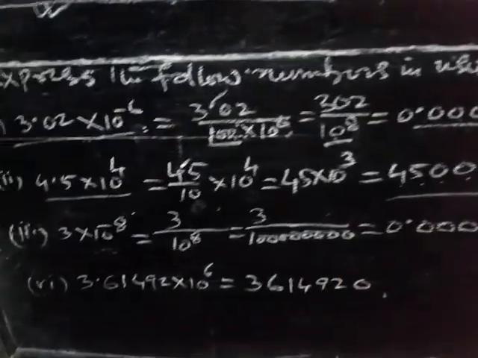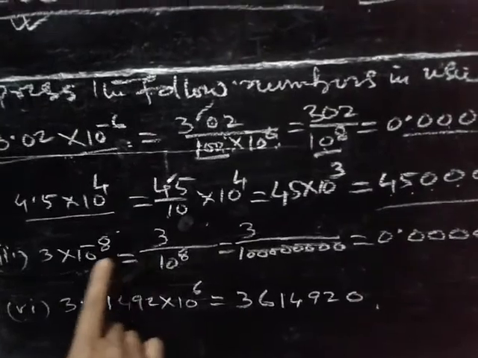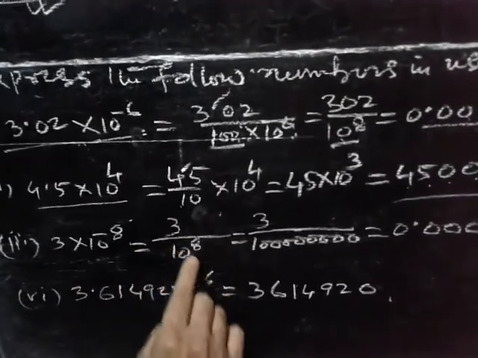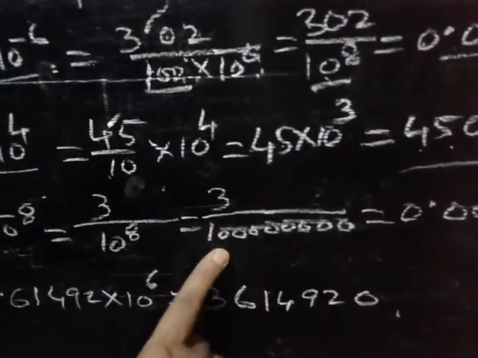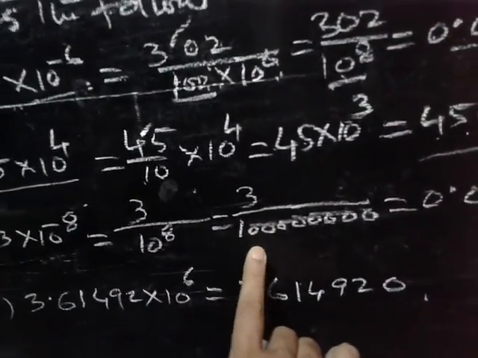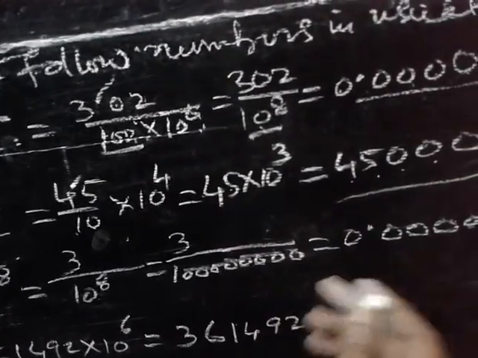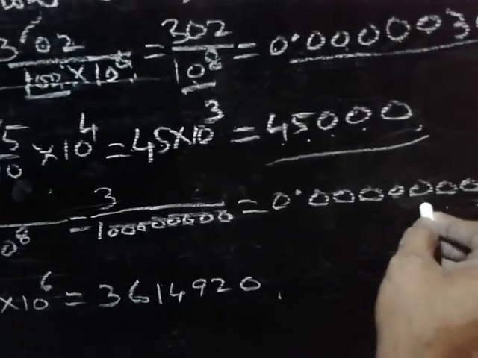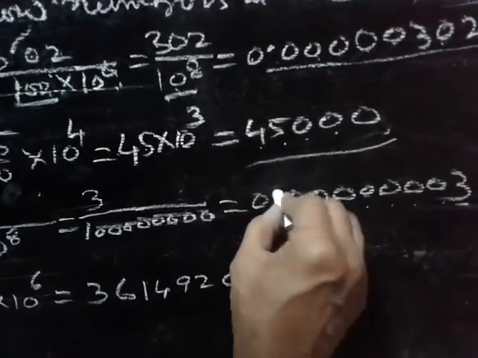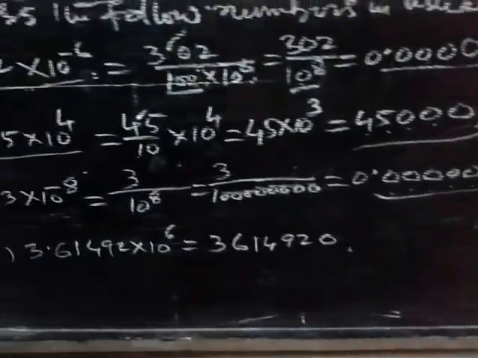4530. Now 3 into 10 to the power minus 8. The same way, minus 8 means 3 by 10 to the power 8, and 10 to the power 8, you know, is 1 followed by 8 zeros. Then the 8 decimal places will just come from this end, that is 1 2 3 4 5 6 7 8, and this decimal point will be in the 8th position, and this is actually the usual form.